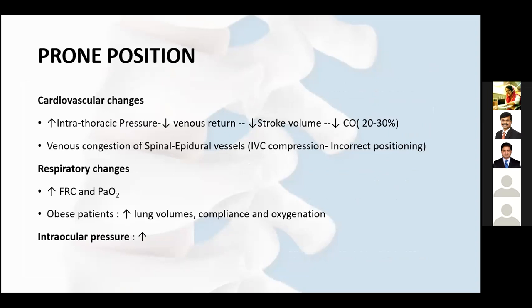The venous congestion of the spinal and epidural vessels occurs, and this again can result in increased bleeding as well. If the patient is not placed in a proper prone position, IVC compression can occur. In the respiratory system, the FRC and the partial pressure of oxygen are actually better for the patient in a prone position, except when the abdomen is not placed properly or is compressed, when the airway pressures increase. The intraocular pressure also increases in a prone position.